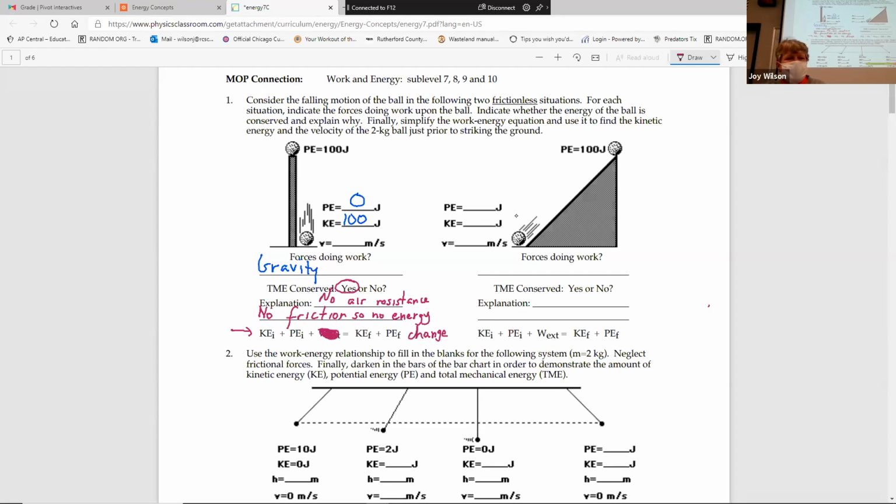So let's talk about that for just a second. What is our system here? What objects are part of our system? The earth, because that's where gravity comes from, and the ball. Those would be the two objects in my system. So I don't have any outside forces doing work because both of those are in my system. Earth's in my system, so I have gravity. And really the only one you have to worry about is friction.